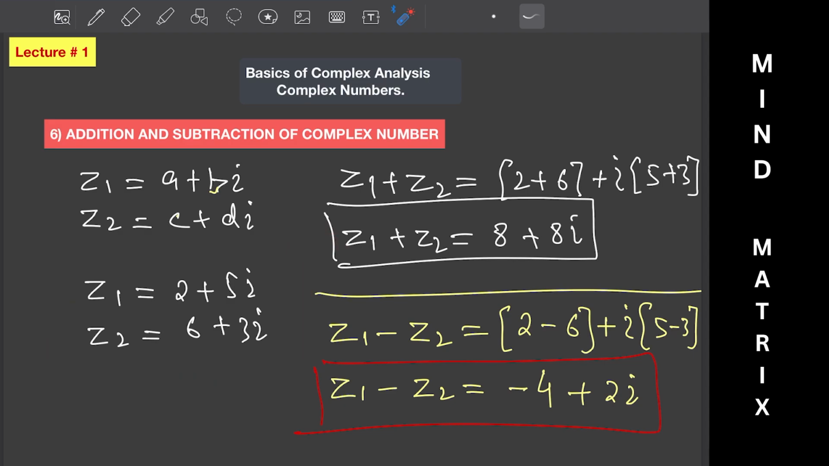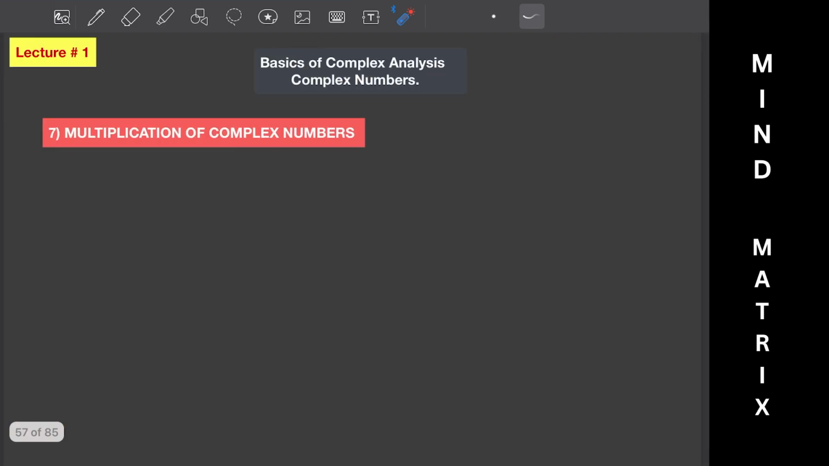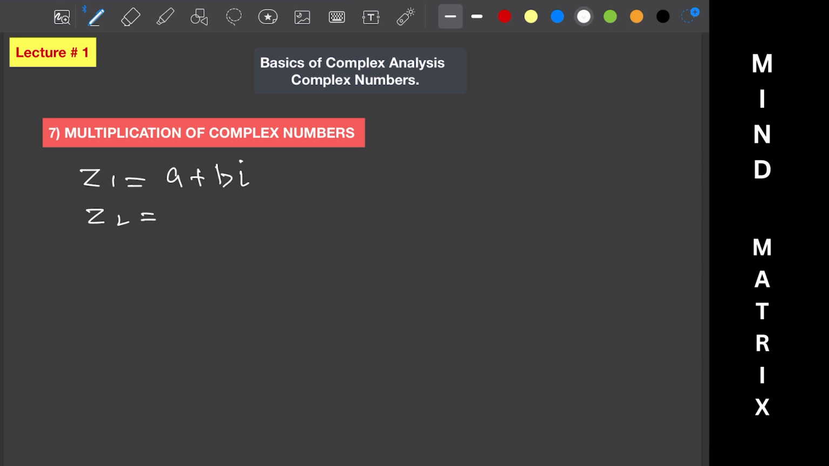So let's move toward our next topic, which is multiplication of complex numbers. Now let's say we have two complex numbers, z1 equals a plus b iota and z2 equals c plus d iota. We need to multiply these two complex numbers, z1 cross z2.